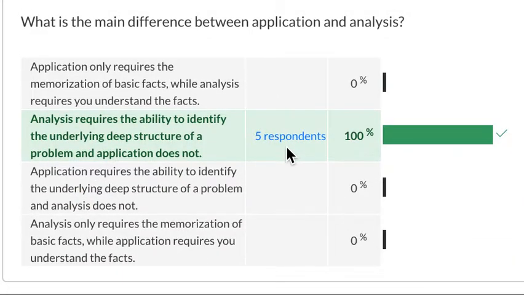Main difference between application and analysis. The key thing here is in application you have a skill or some knowledge, somebody tells you to use it, and you use it. For analysis, you have a whole bunch of different skills, and it's your job to figure out what skills or strategies the situation calls for, and then use it. So you have to identify what's going on first, and then select the appropriate application type strategies.